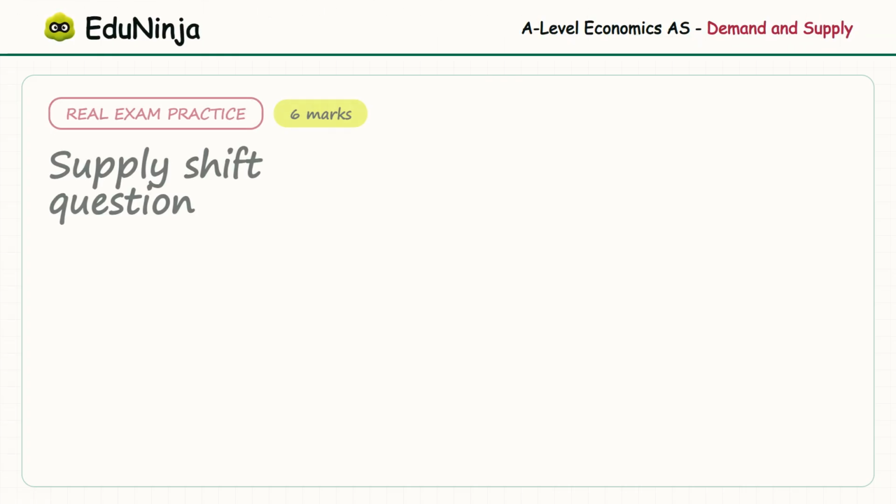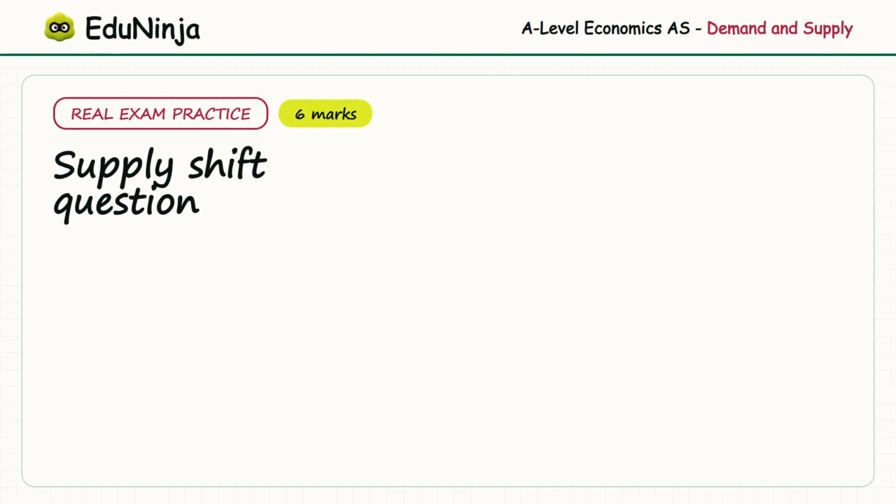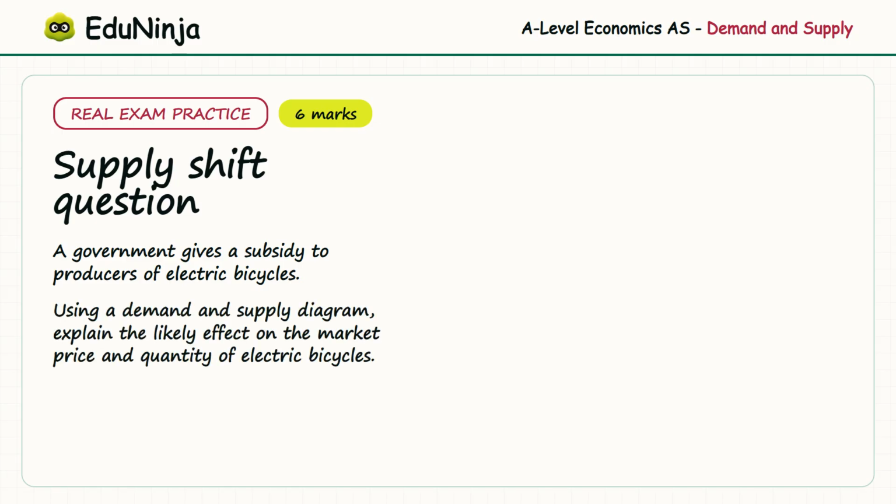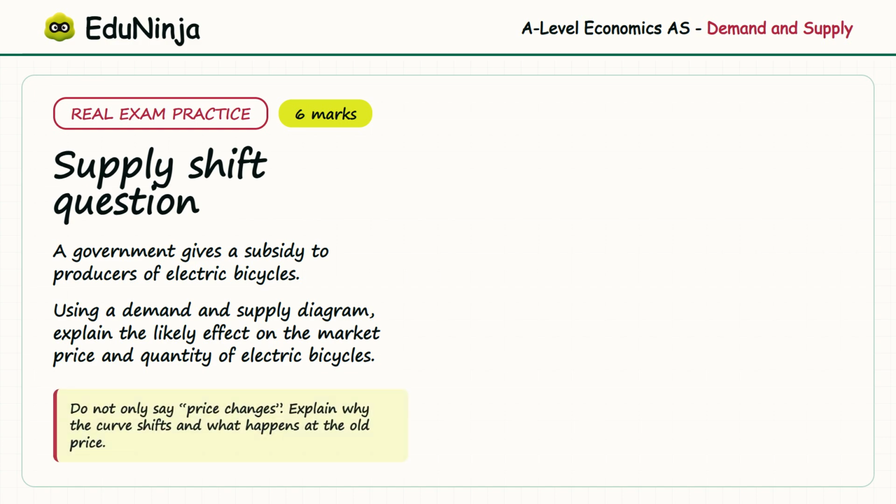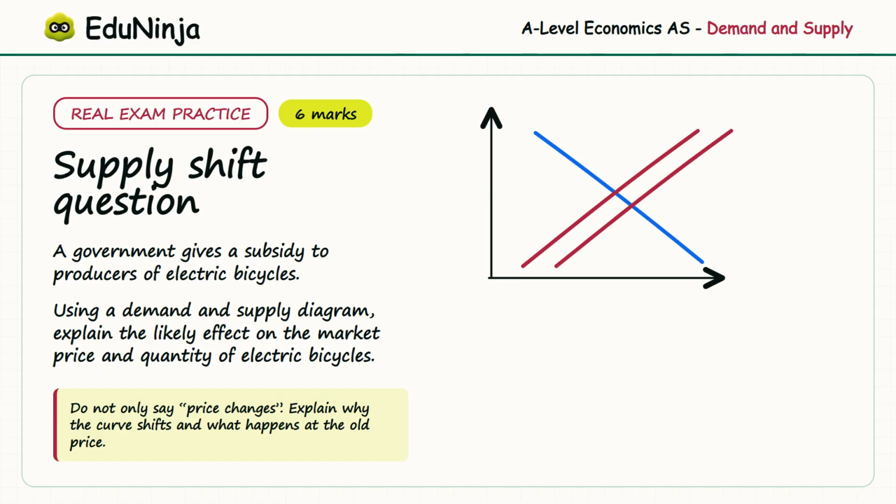Here is a supply shift exam-style question. The government gives a subsidy to producers of electric bicycles. We need to explain the effect on price and quantity. A subsidy lowers firms' production costs. Lower costs make production more profitable at each possible price. So supply shifts to the right. The original supply curve is no longer enough, so draw a new supply curve to the right.